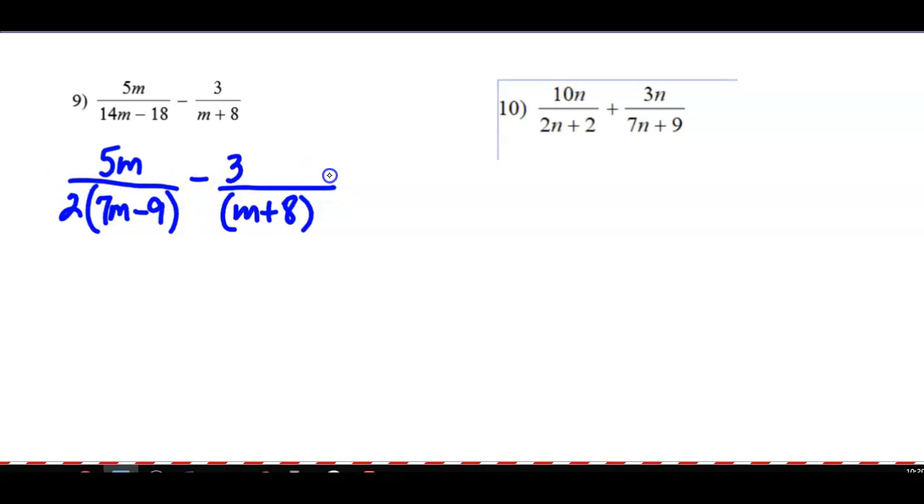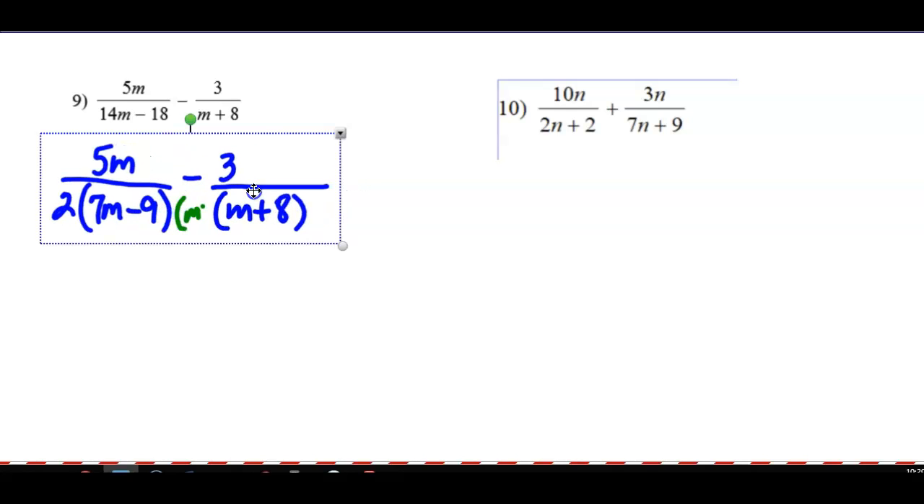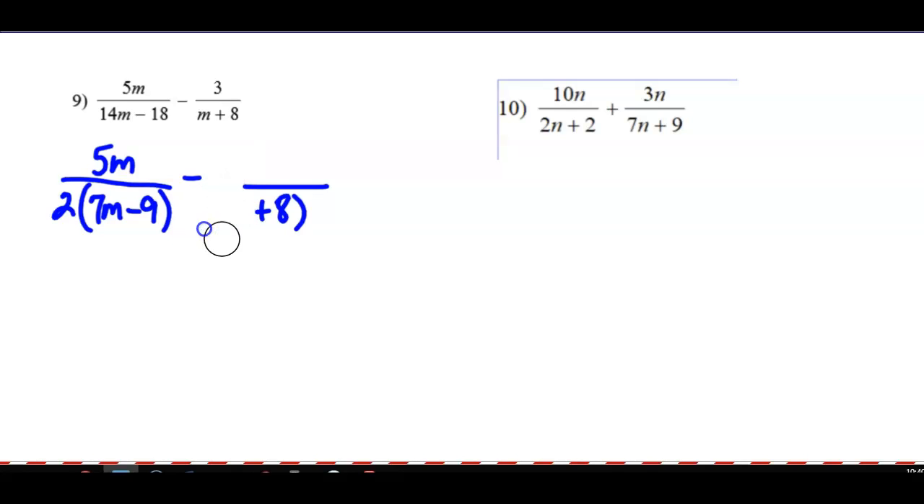Now, to get a common denominator, we are going to have to multiply this guy by an m plus 8. Let me see if I can move this. I'd really like to write it down there. Guess not. All right, just a little more room.